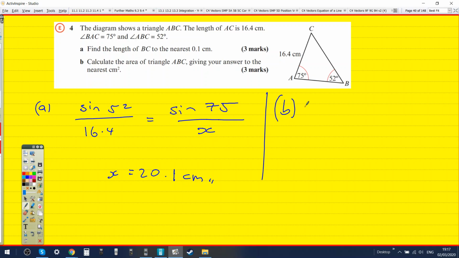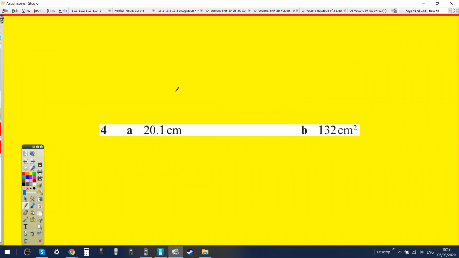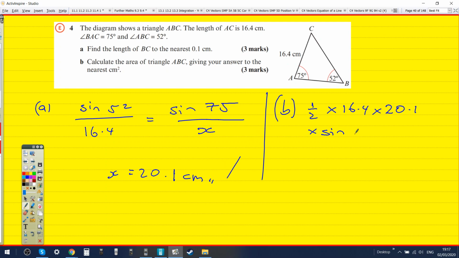So will that just be half AB sine C? Mm-hmm. So will that be a half times 16.4 times 20.1 times... Oh, and then I need to do 180 minus 75 minus 52, don't I? Yeah. That is 180 minus that, 105. Take away 50, 55. Take away 2, I think it's 53. And then you get the answer from there.